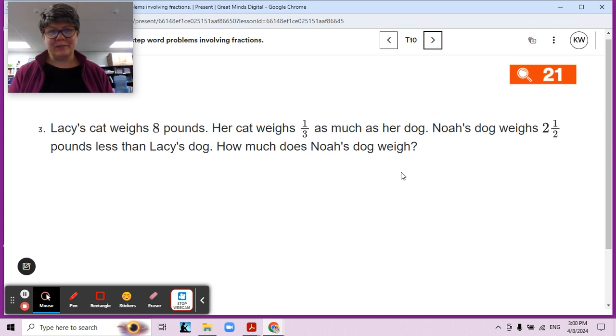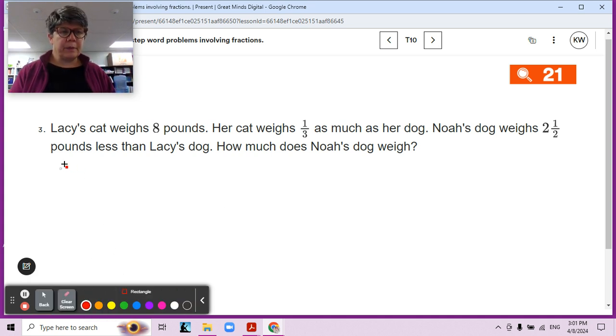Well, it seems like a puzzle, right? Okay, so when you read a word problem, when do you first start to draw? Do you usually read the whole thing through and then go back and start from there? I think that's what I usually do. So Lacey's cat weighs 8 pounds. And this is definitely a comparison word problem. So when we do comparison word problems, it really helps to have a couple of tape diagrams. So let's call this Lacey's cat.